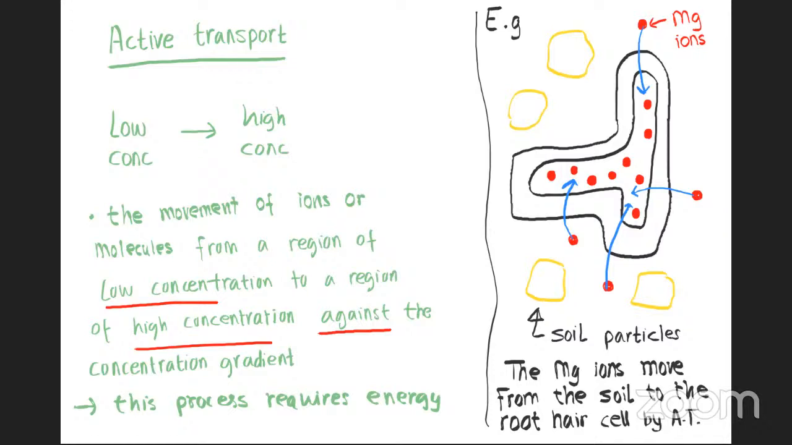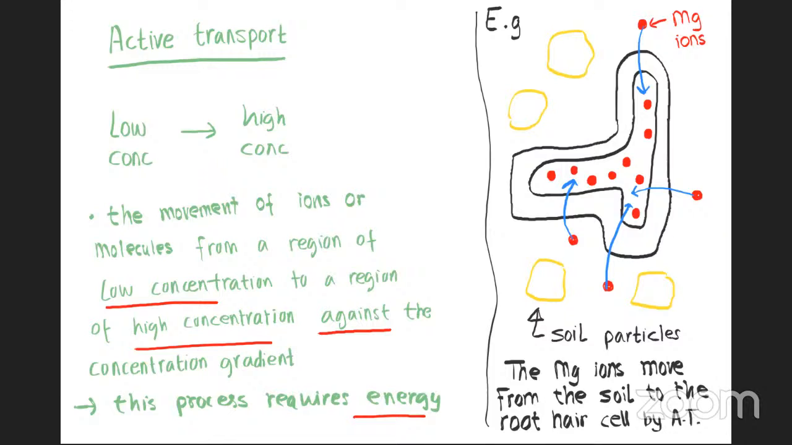So active transport is the movement of ions or molecules from low concentration to high concentration, against the concentration gradient. This requires energy. So one example is in root hair cells.